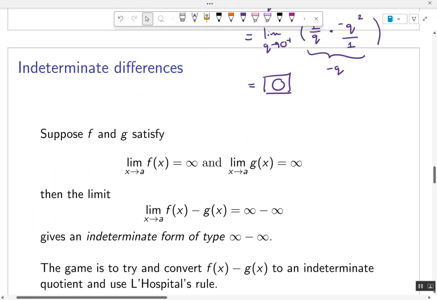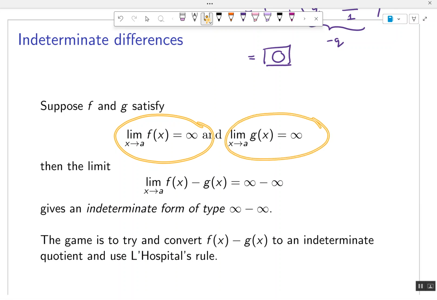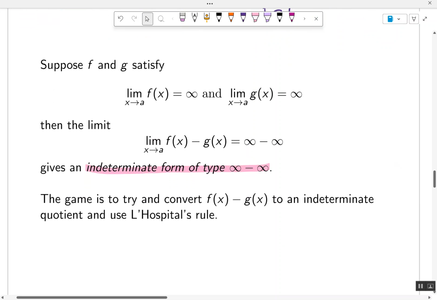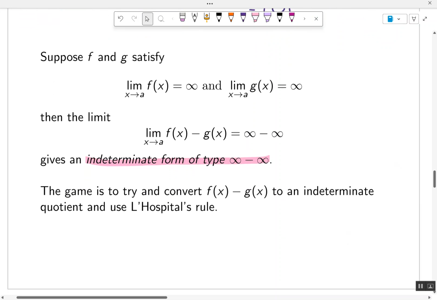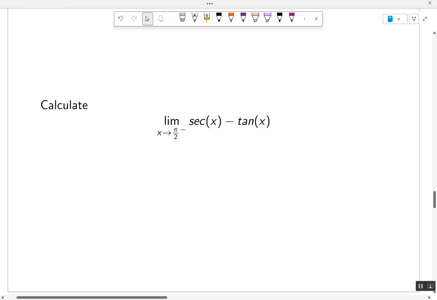Indeterminate differences. So let's say we have this guy going to infinity and this guy going to infinity. Then the limit of their difference is infinity minus infinity, and that is another kind of indeterminate form. So the game here is to try to convert this into an indeterminate quotient and use L'Hopital's rule. So here's an example of that. Calculate the limit as x approaches pi halves from the left of secant minus tangent.